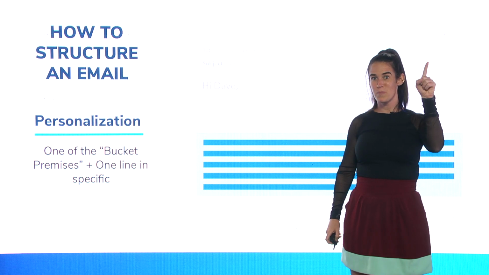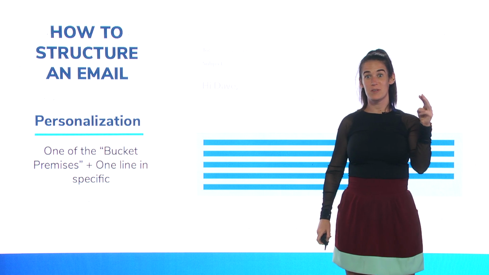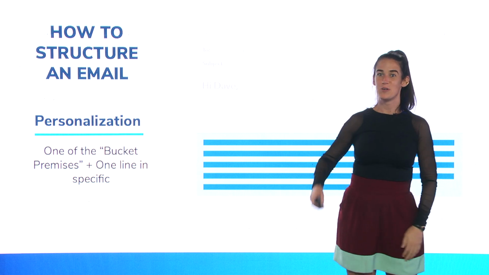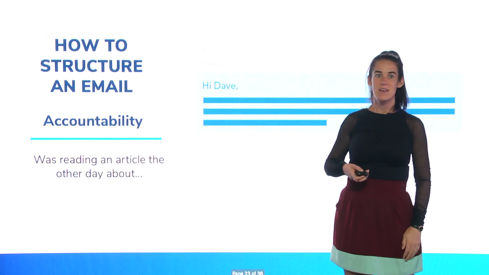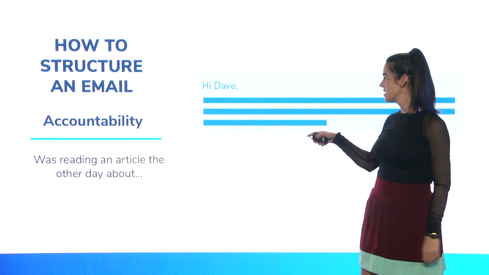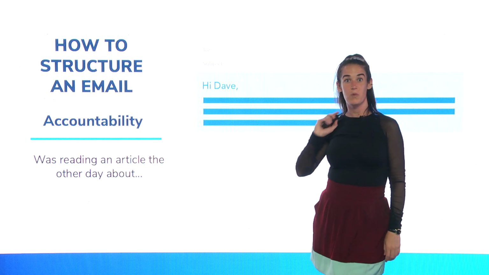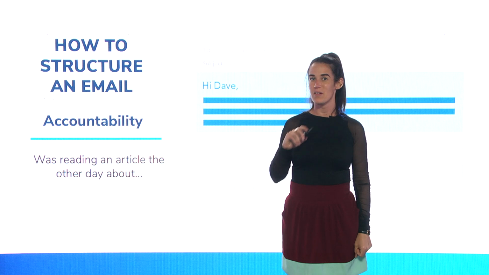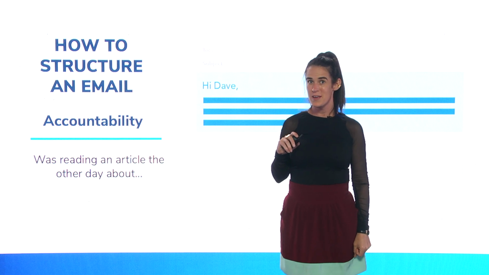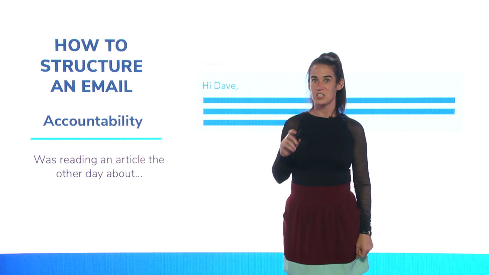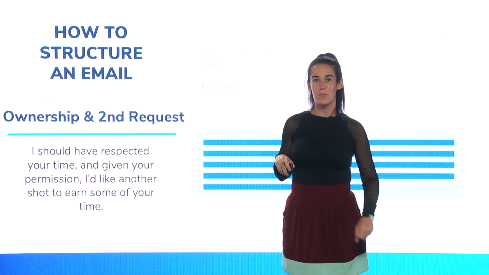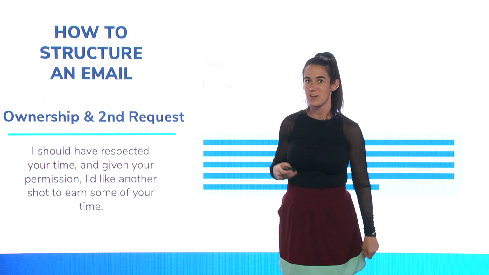So email 1, you are personalized. Email 3, you are personalized. And email 4, in the second half, you are personalized. So it'd read, again from the top, "Hi Scott. Reason for my outreach is I was reading an article the other day about being relevant to your buyer in terms of persona, and I was convicted about the message I sent to you. I should have respected your time a little bit more and given your permission. I'd like another shot to earn a slot on your calendar."